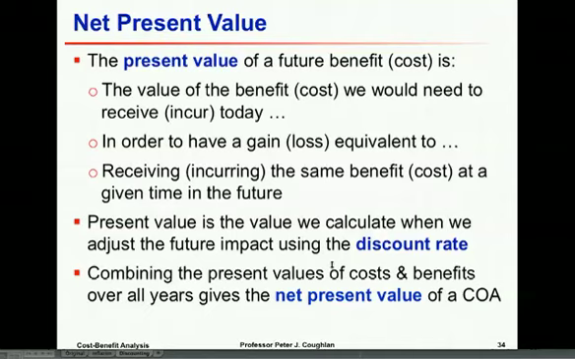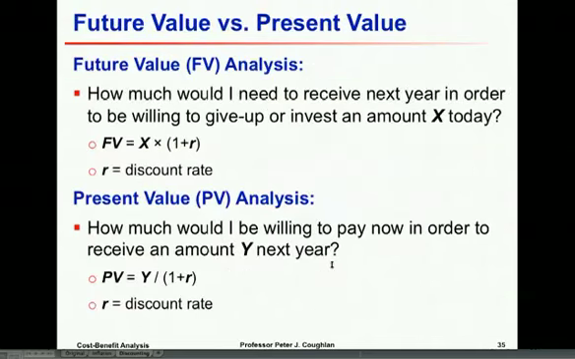And ultimately, present value is the value you get when you adjust a future impact using the discount rate, whether it's a cost or benefit. What you get when you apply the discount rate that we already talked about is the present value. And if you combine the present value of all costs and benefits over all years, that gives you the net present value of a course of action, which is, as you'll remember, the last bullet from the previous slide, and where we're ultimately going to end up. But we're going to get there in a logical way, and we're going to introduce this idea of future value to ultimately get to present value.